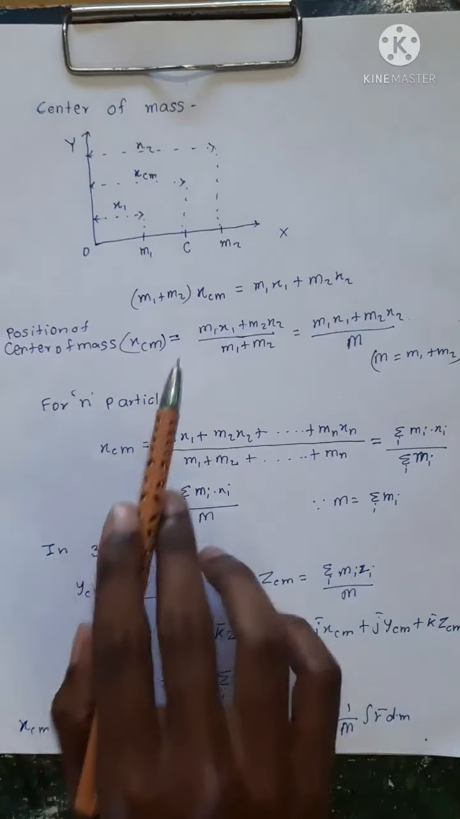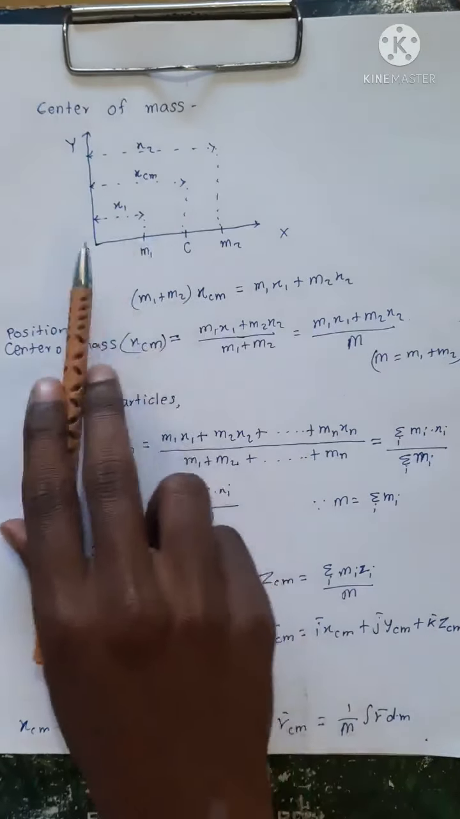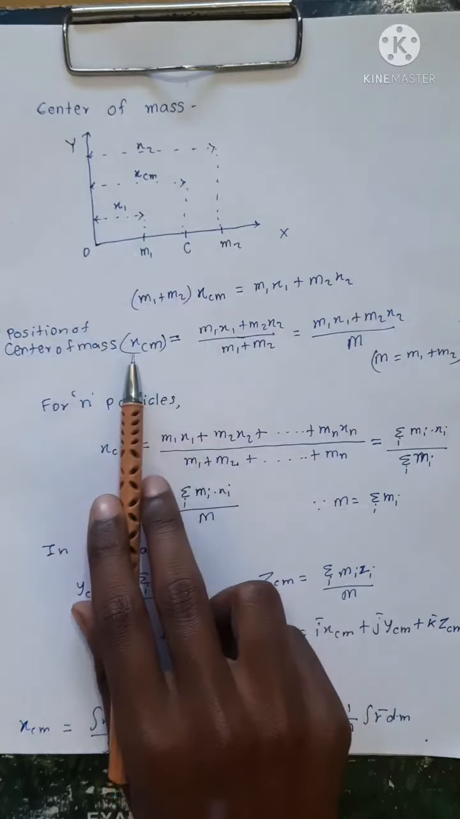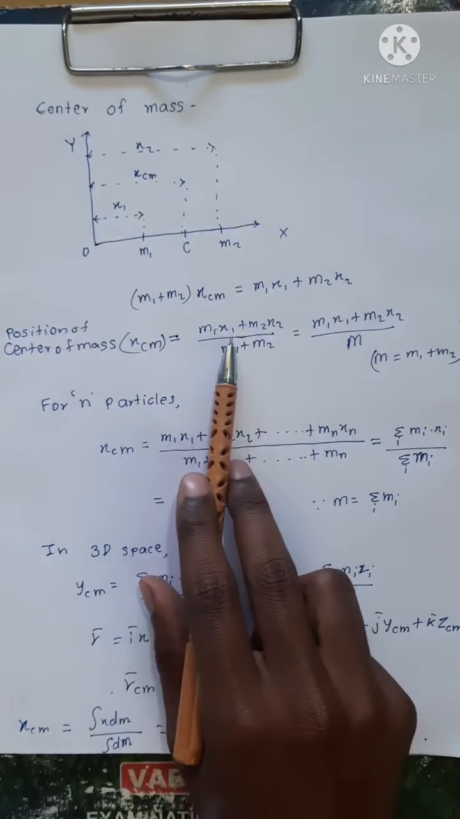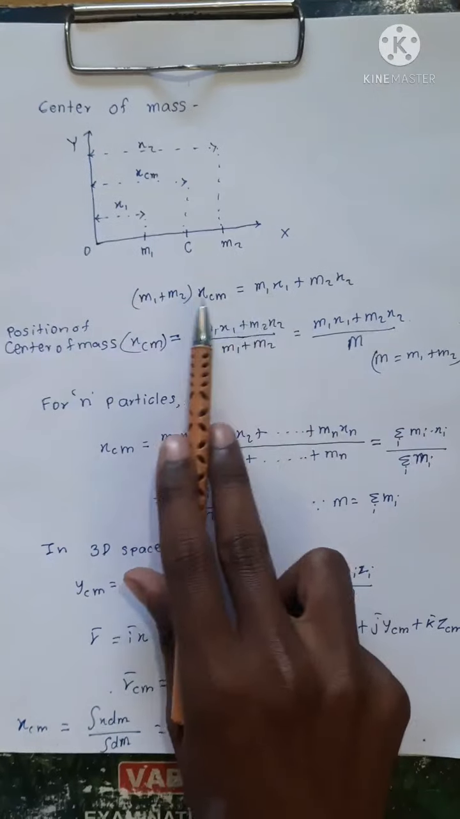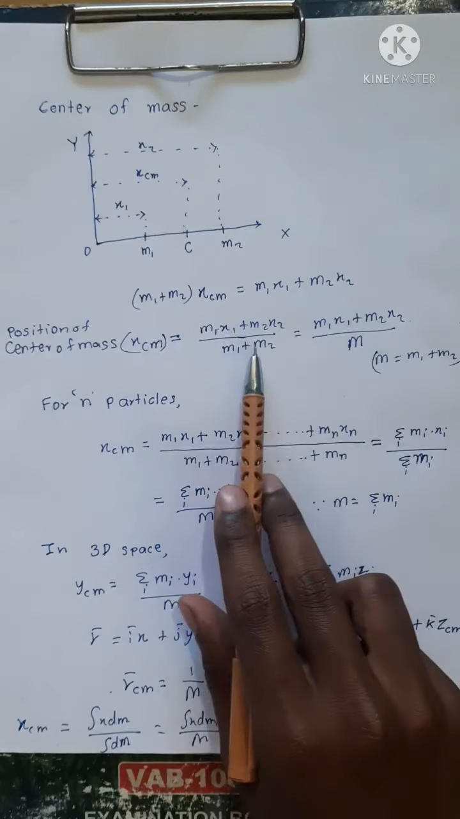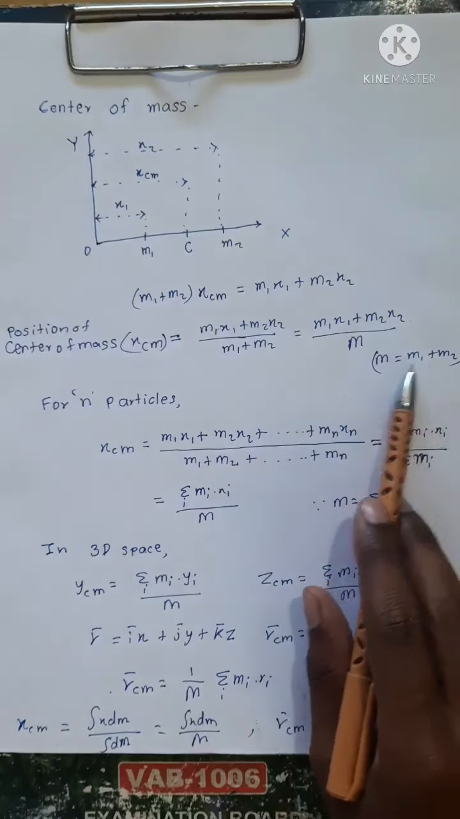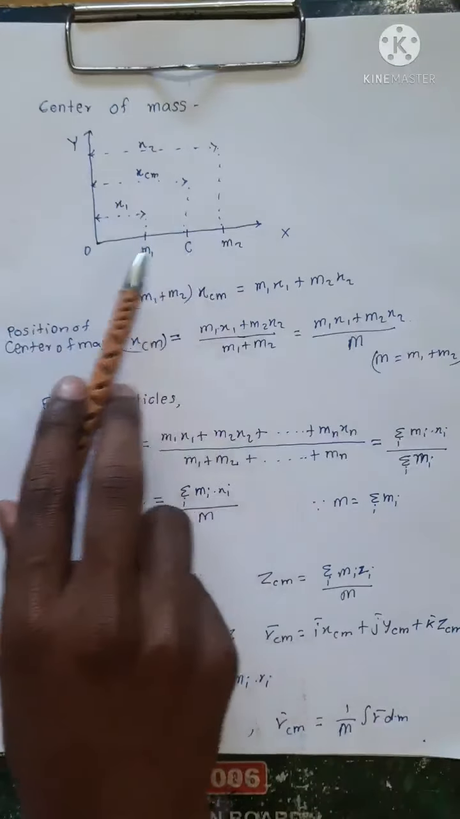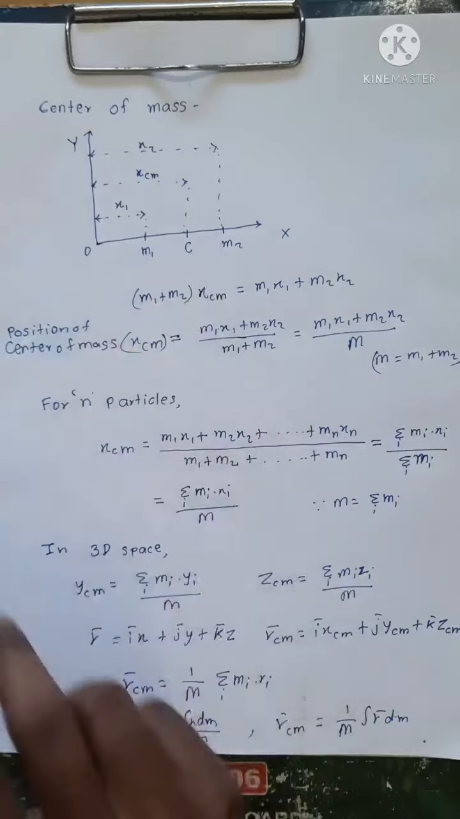So we can define the position of the center of mass, that is the distance from the origin, as x_cm equal to (m1 x1 + m2 x2) divided by (m1 + m2), just rearranging this equation. Here m1 + m2 is nothing but capital M, the whole mass of the system, because in the system we have only two masses, m1 and m2.